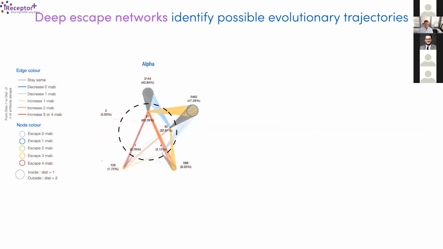The other thing you can do is, instead of escape maps, we can build what are called escape networks. And this is a very complicated plot, but I'll try to explain it really quickly. So this is the alpha variant, and every dot inside the circle represents 1 mutation away from alpha, and every dot outside represents 2 mutations from alpha. And essentially the colors of these larger circles indicate escape from either 0, 1, 2, 3, or 4 antibodies. And so you can see for alpha, there's very low likelihood that there'll be a variant that can escape all 4 clinical antibodies.